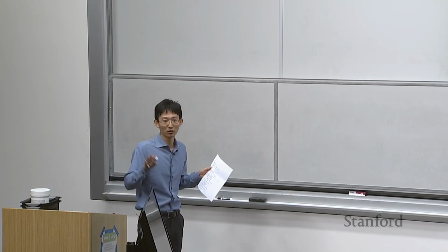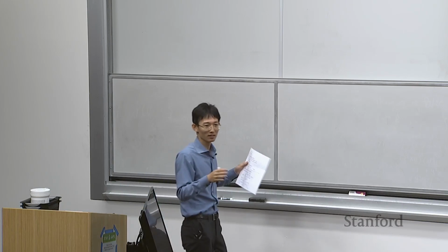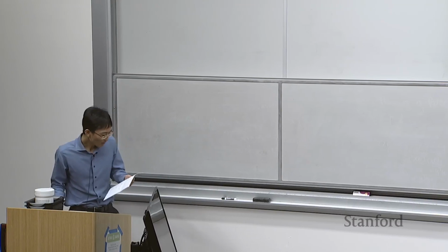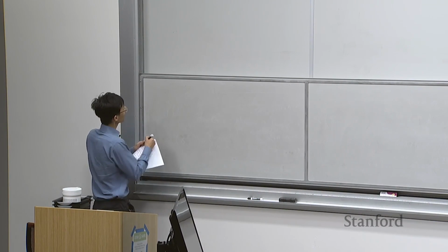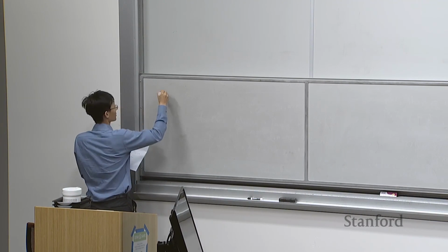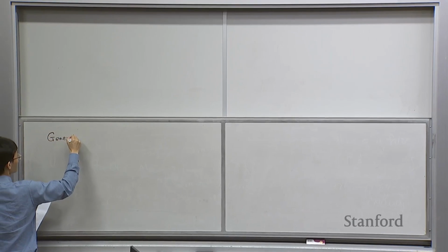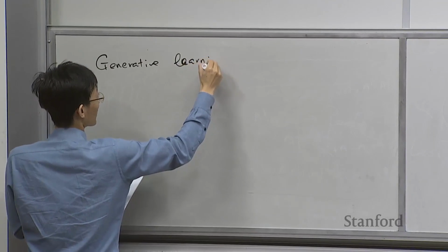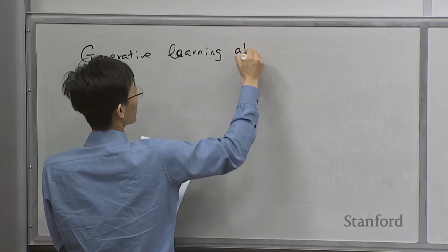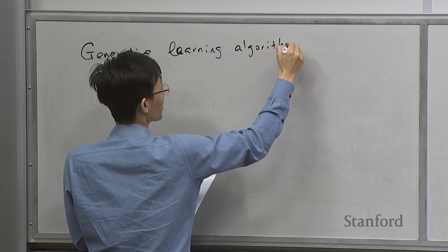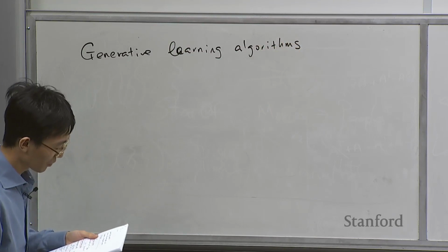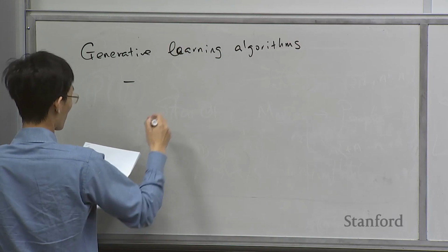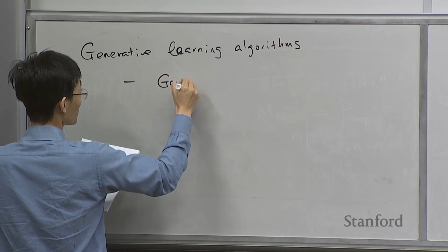I think the video is able to capture the board almost the same as the iPad, I hope. Okay, so I'm going to talk about the so-called generative learning algorithms. The next 2 lectures will be about this. I'm going to define what it means to be a generative learning algorithm. There are 2 types of generative learning algorithms that we're going to cover. One is called Gaussian discriminant analysis.